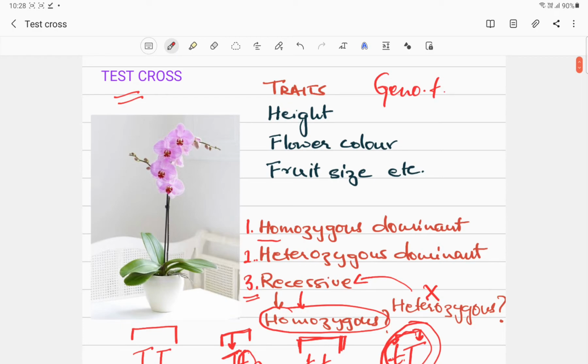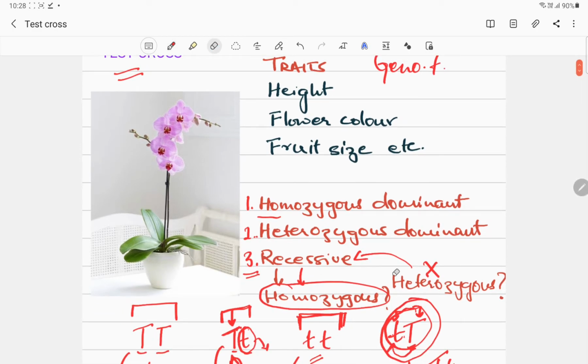Now in a test cross, why does a breeder conduct a test cross? A breeder conducts a test cross to determine two things.